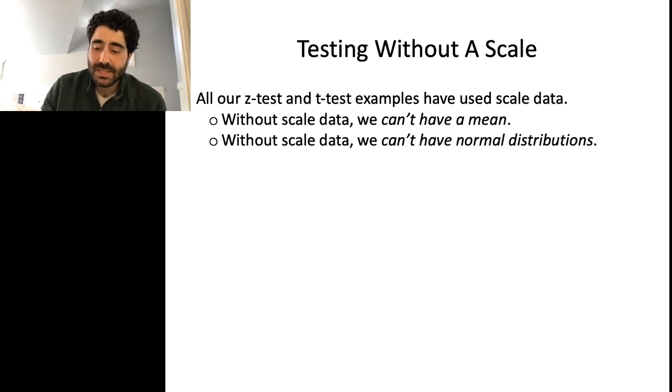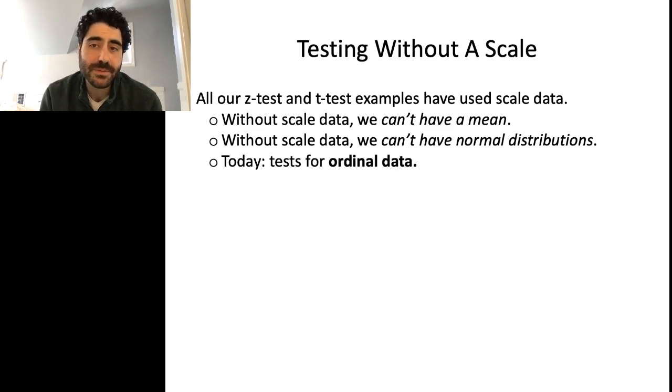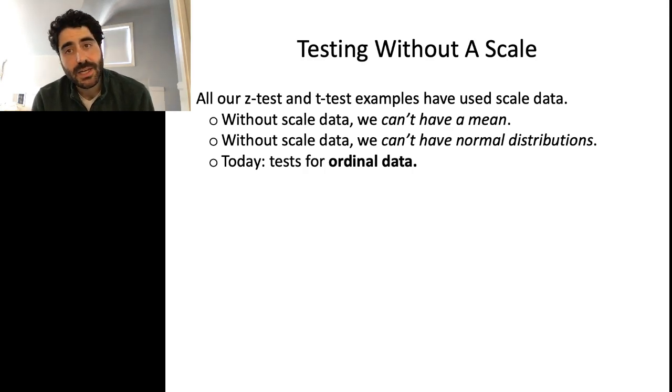Today we're going to talk about what we could try to do if we have only ordinal data. Remember, ordinal data is data that we can rank. For any two data points, we can say which one is bigger than the other, but we can't do arithmetic on it. So we can't add things together. We can't compute means, things like that.